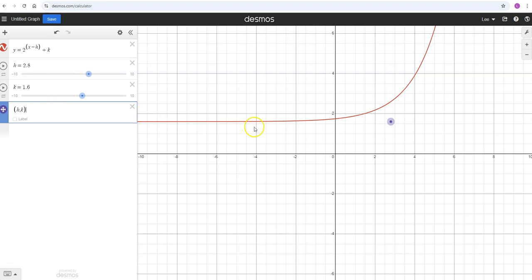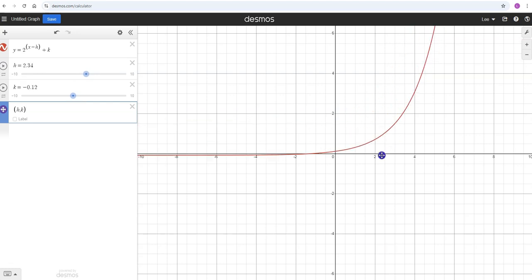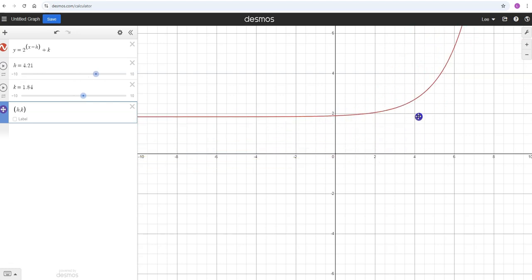And notice this point is not specifically on the graph, but I can still drag it and move that graph around. So that can help you drag things rather than always having to move the sliders.